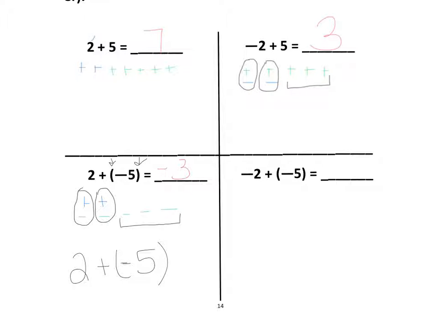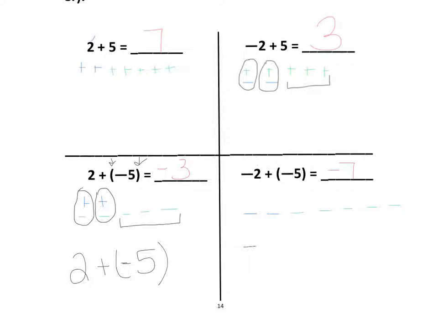All right, on to the fourth example, negative 2 plus negative 5. So we have 2 negatives, and then we have 5 more negatives. They need to go beside because they're the same sign. And we take a look at this and we go, hey, I have 7 negatives. So the answer to negative 2 plus negative 5 is negative 7.